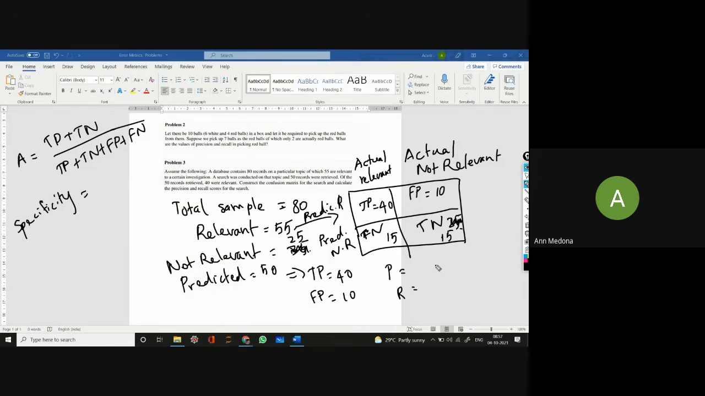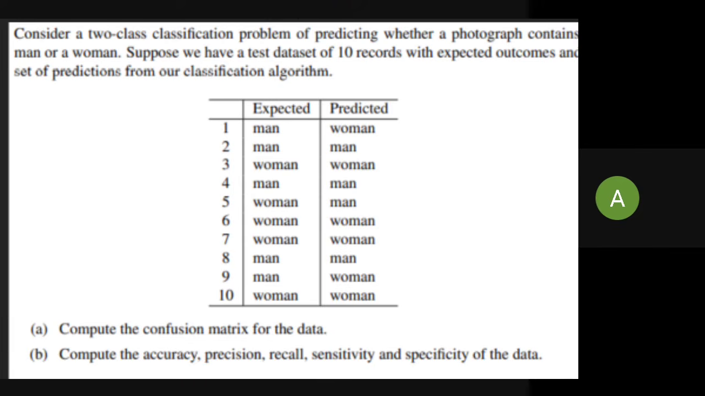Precision will be equal to 4 by 5 and recall will be equal to 40 by 55. Now, consider a two class classification problem. It is a binary classification problem of predicting whether a photograph contains a man or a woman. Identifying whether the photograph is of a man or a woman is the classification task.